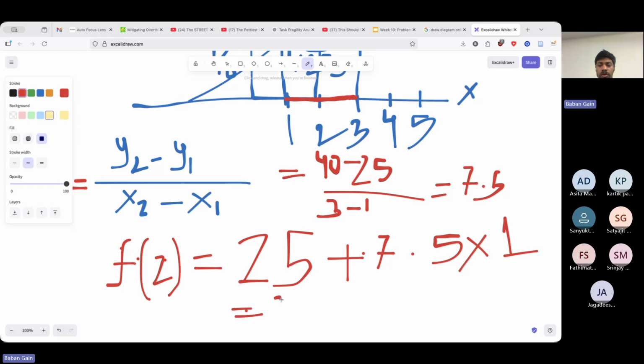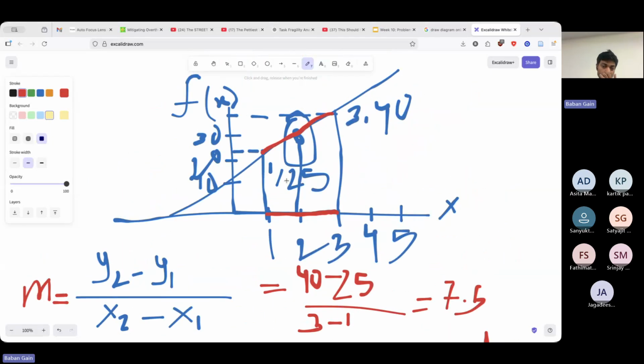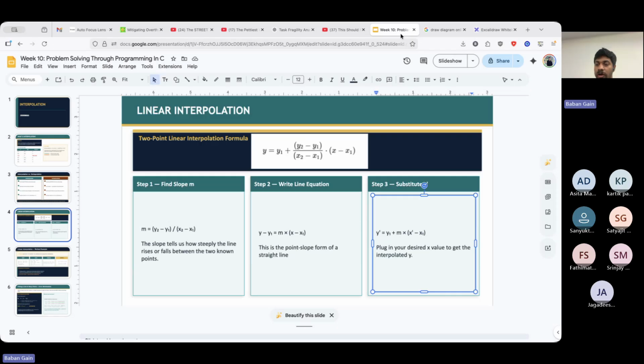So this is what you call linear interpolation. Basically you just assume that there are 2 points and you have the values of this point and this point. You just have to predict the value of the unknown point, which is here. So I hope it is clear. If it is unclear, please feel free to ask in the chat or you can unmute.